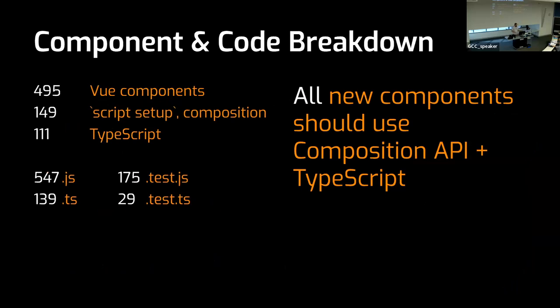Right now, the current component breakdown: we have 495 Vue components. We've already converted roughly 150 of them to script setup composition API. It's really great, and everyone loves working with it so far. And 111 are TypeScript. I didn't actually think these numbers were this high. I'm really impressed with how much we've already done. Regular JavaScript, we have roughly 550 files. So we've made a lot of progress, and all of the new stuff is TypeScript composition API components.